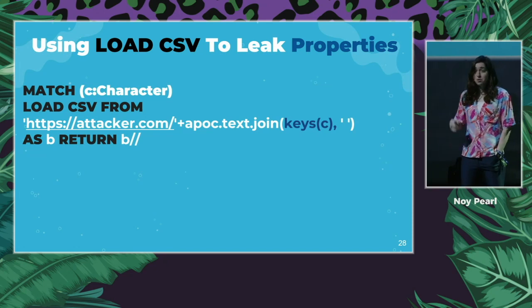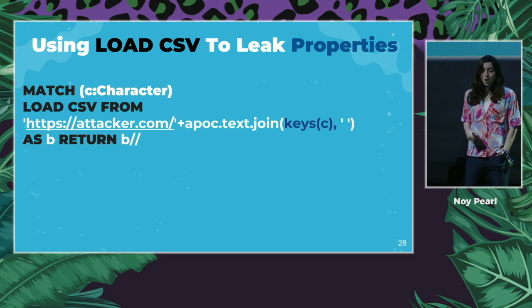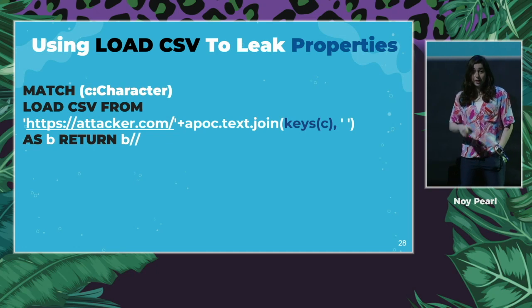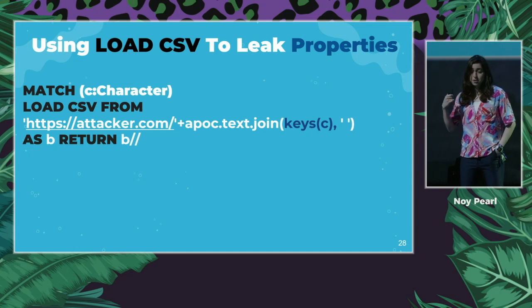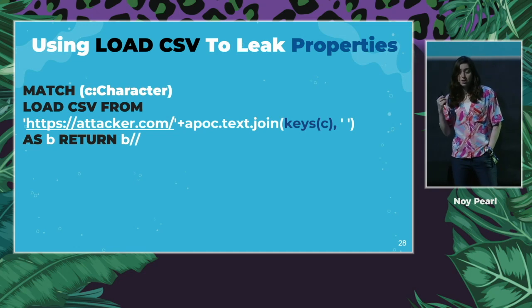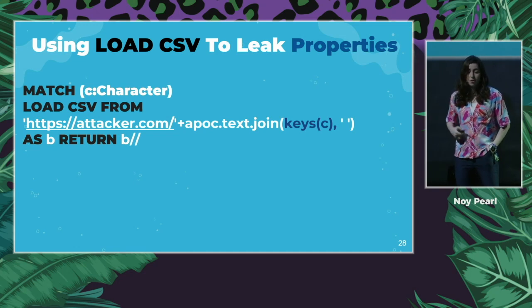Now we know that there is a label called character. We insert match C character. And again, all of this will be in the injection. And then we'll use load CSV from with a URL to our own server. Epoch stack join, so dismiss this for a second. But keys with C. So keys will actually return all the properties of the character.